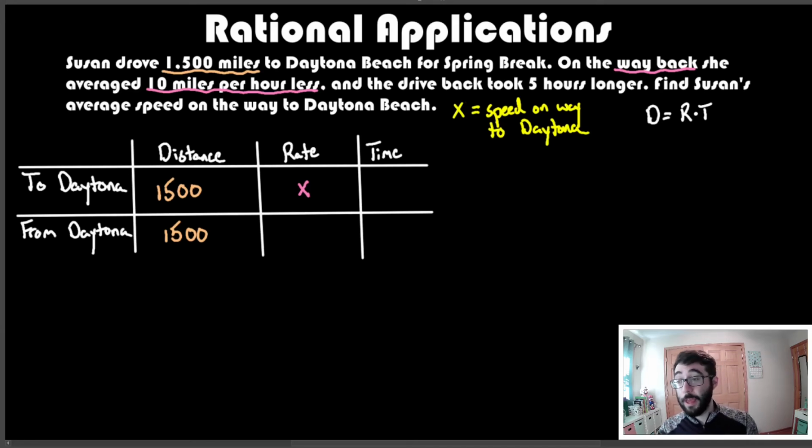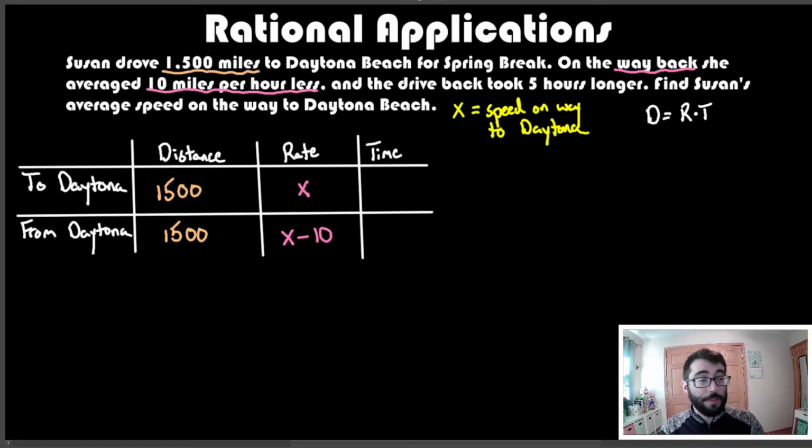My apologies for that. So we don't know the speed going to Daytona. That's actually what we're trying to solve for. That's actually our variable X. So I'm going to go ahead and put X in that column. And now what we do know is that when she was coming back from Daytona, she actually went 10 miles an hour less. So I'm going to take that speed going to Daytona and take away 10 from it. So X minus 10.